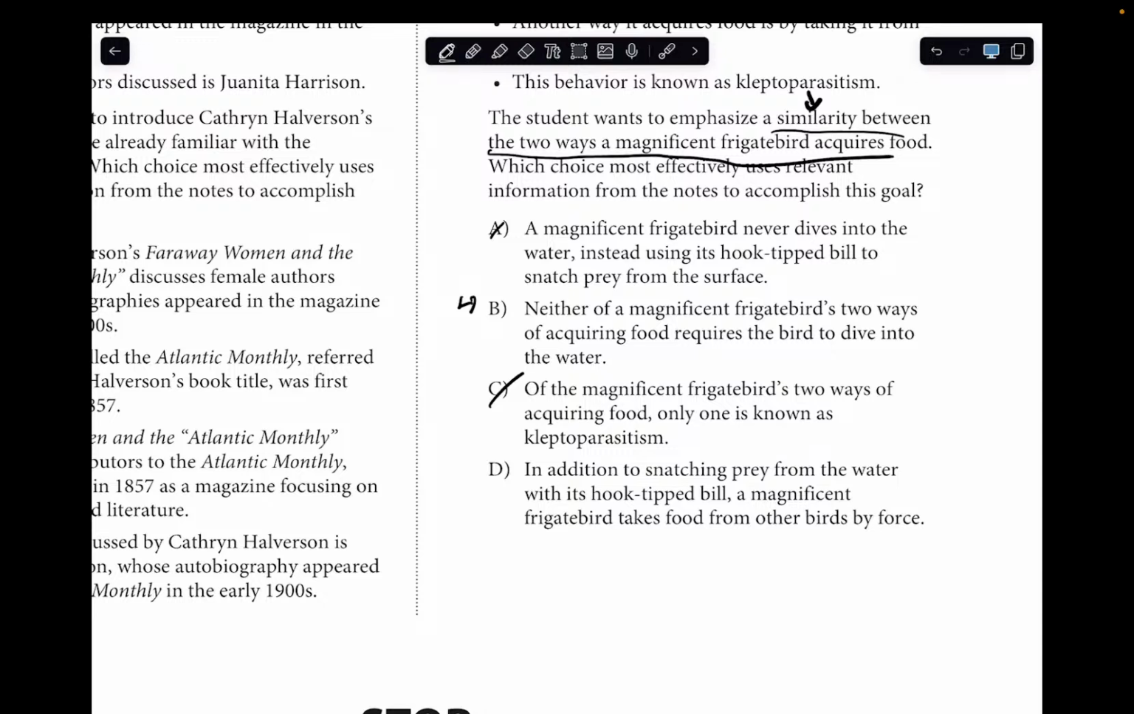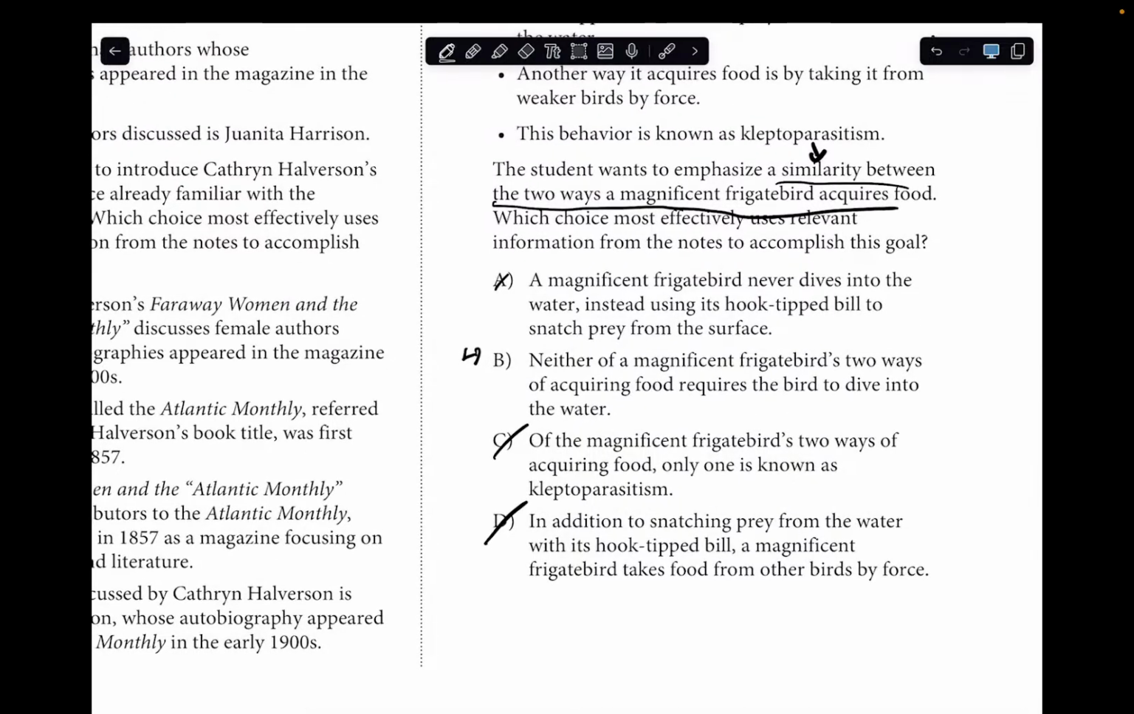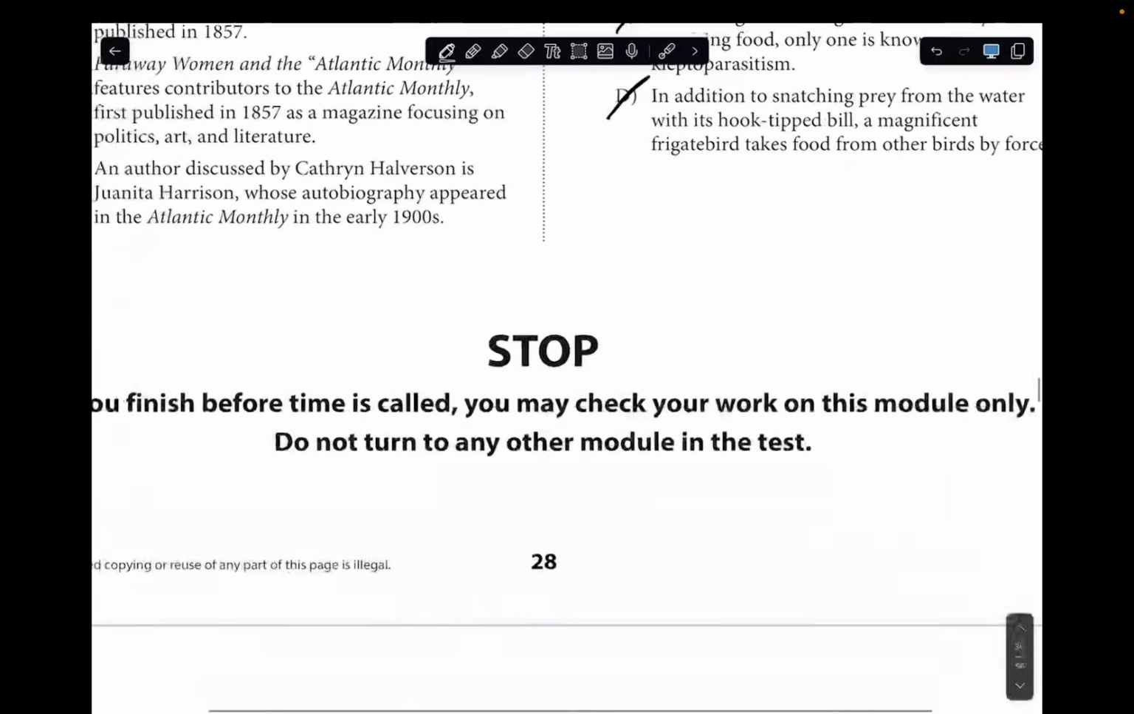D, in addition to snatching prey from the water with its hook-tipped bill, a magnificent frigate bird takes food from other birds by force. Again, I don't see the tie into similarity. The prompt is asking for a similarity between the two methods, and the only choice that references a similarity is brought out by that neither, right? Neither method that the bird uses requires it to go in the water. So that's drawing that similarity. So we're going to go with B.